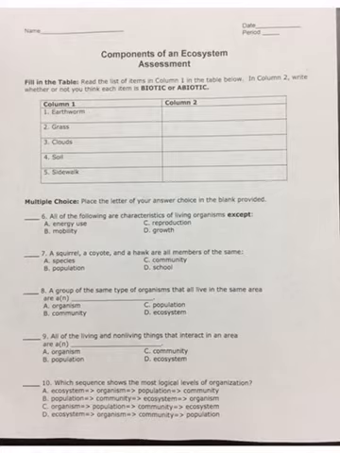Number 10, which sequence shows the most logical levels of organization? A, ecosystem to organism to population to community. B, population to community to ecosystem to organism. C, organism to population to community to ecosystem. D, ecosystem to organism to community to population.